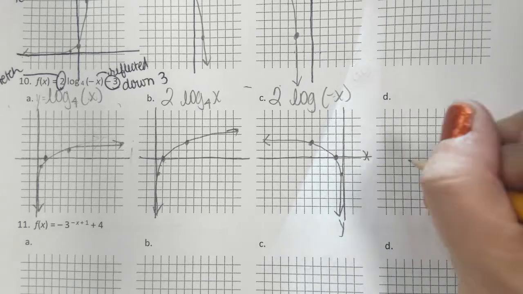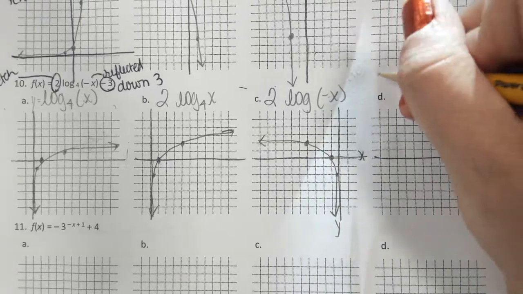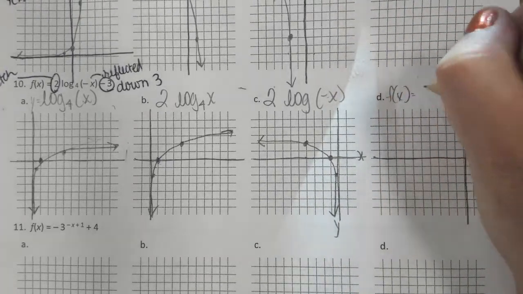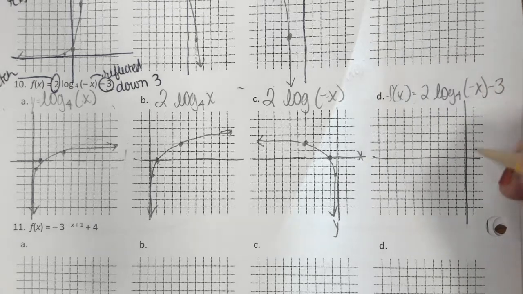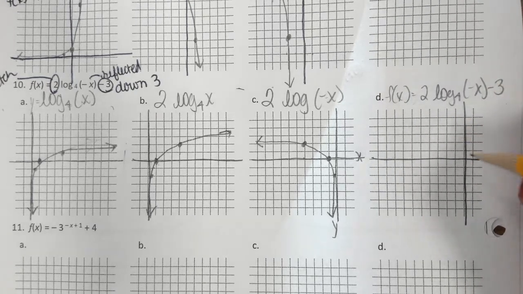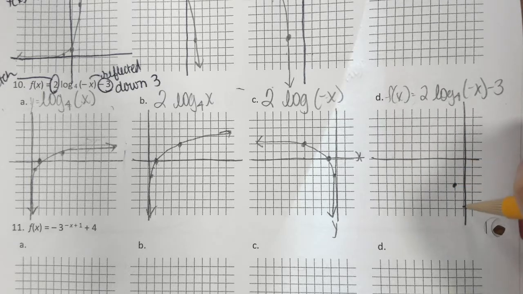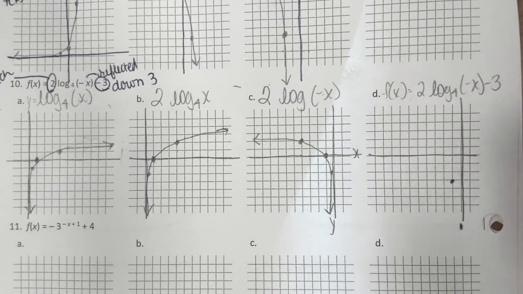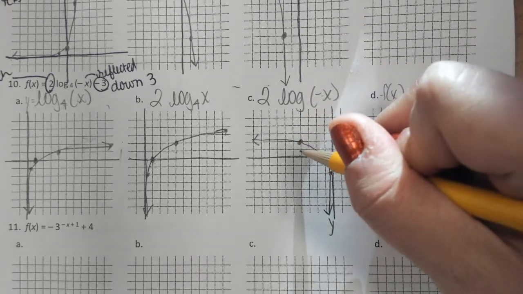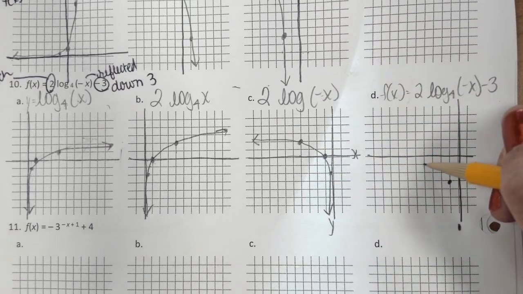And then the last thing we need to do is shift it down 3. So this is going to be our f of x equals 2 log base 4 of -x minus 3. So let's see. So this guy is going to come down 3. This guy, I left out. I didn't give myself enough room on the grid. It's fine. And then this guy is also going to come down 3, so he will be at -1. 1, 2, 3, 4, -1.